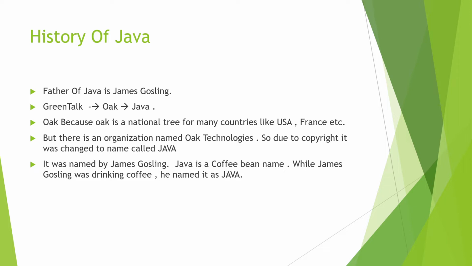This Java was named by James Gosling, so that is why he is called the father of Java. And while he was naming this programming language, he was drinking a coffee which is made up of a coffee bean named Java, so that is how it was named Java. This is the history behind the name.